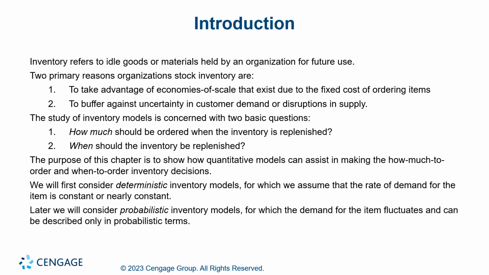So we will first consider the deterministic inventory models, for which we assume that the rate of demand for the item is constant, or at least nearly constant. And later, in the later part of the lecture, we'll consider the probabilistic inventory models, for which the demand for the item fluctuates, and it can be described only in probabilistic terms.